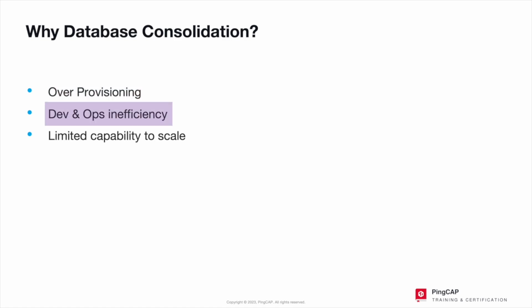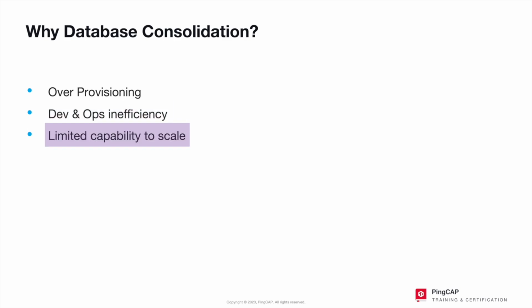Next, we have development and operations inefficiency. This one's pretty simple. There are two aspects here. One, it takes more DBAs to manage 300 databases than it does to manage one. I pulled the number 300 out of thin air. There's nothing magical about it. I'm just using it as an example. Two, 300 database installs require more resources than one single database install or one single database instance.